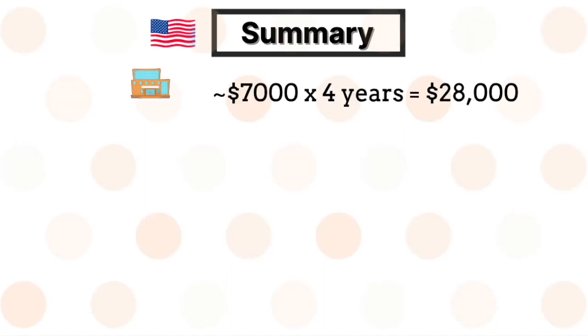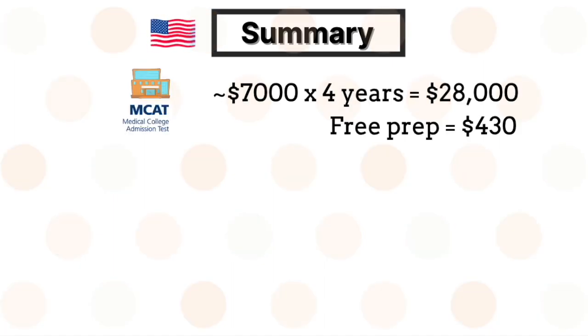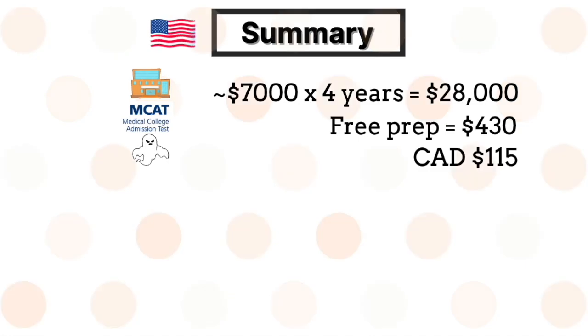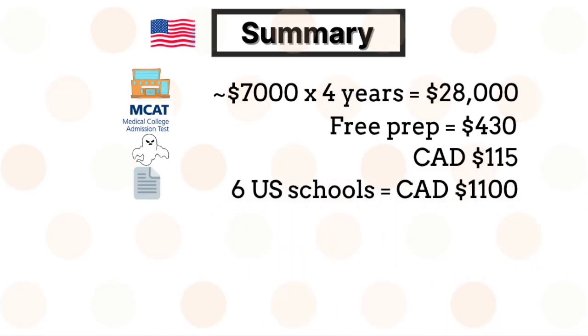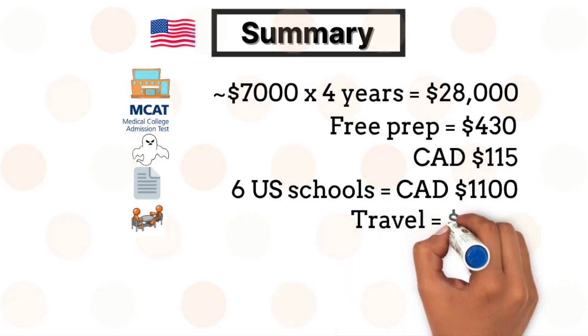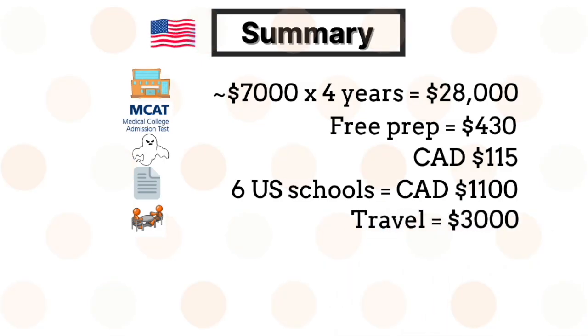On the other hand, if we look at the numbers for US schools, let's assume you did your undergrad in Canada, used free resources for MCAT prep, and have fairly similar costs for CASPer. Compared to the 6 Ontario schools, applying to 6 US MD schools would cost you around $1,100 Canadian dollars. Then, if you're living in Canada, you will likely have major travel costs associated with all of your interviews. So let's put up a rough estimate of around $3,000 for 6 interviews, though I will say the cost can rise up here quite a bit.